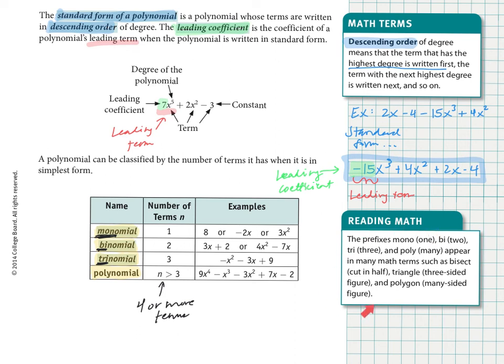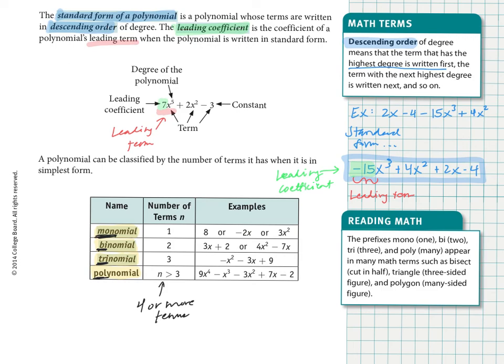So again, off in the margin, the reading is telling us about these prefixes. Mono means 1, bi means 2, tri means 3, and the word poly actually means many. So that's why we reference it back to 4 or more. These appear in many different math terms. Now, next year in geometry, you're going to see something like bisect, cut in half. We're going to focus on triangles, 3-sided figures, and polygons, many-sided figures. So that's a preview of what you'll see when you reach geometry.